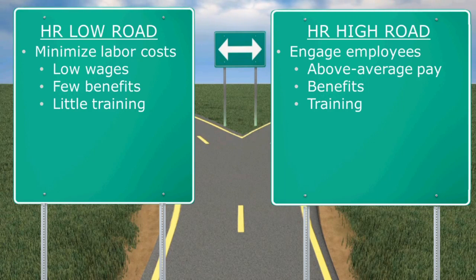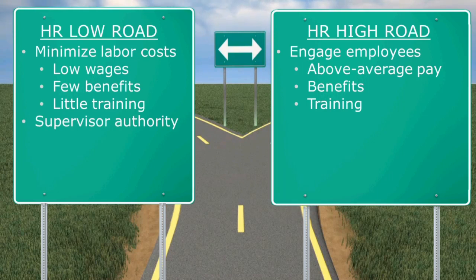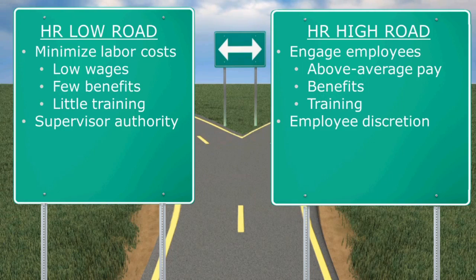Now let's turn to supervisory authority. In the low road approach, supervisors are key. Recall the drive system and the foreman's empire in the historical evolution. Recall Taylorism and very standardized procedures where managers are assumed to know better than workers. Now that doesn't work very well in a high road approach, where employee discretion and autonomy is used to a greater extent to engage employees.